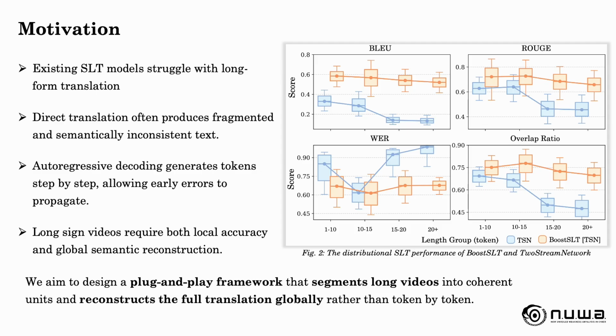The second problem comes from autoregressive decoding. Many recent language model-based SLT systems generate text one token at a time. If an early word is wrong, this error can affect the later output. In SLT, this problem can be even worse because the translated text is complex and not stable enough.